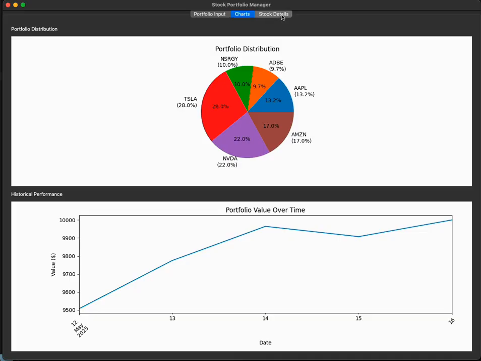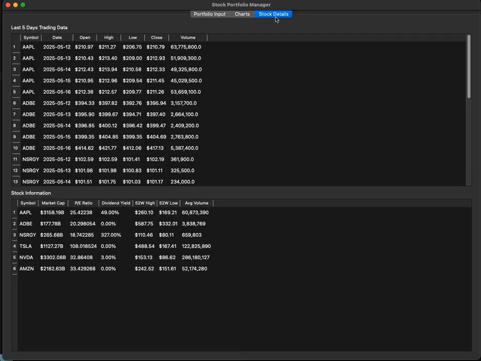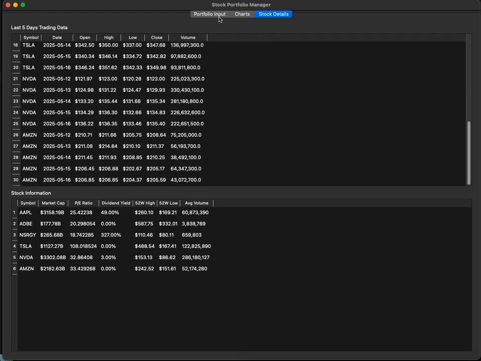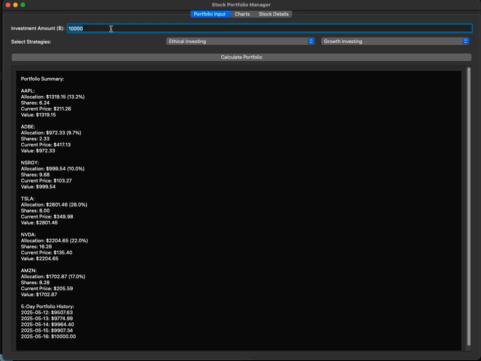The portfolio value peaked at $10,175.31, which fluctuates realistically, tracked via line graphs. Trading data for each stock over 5 days matched live market values, confirming API accuracy.